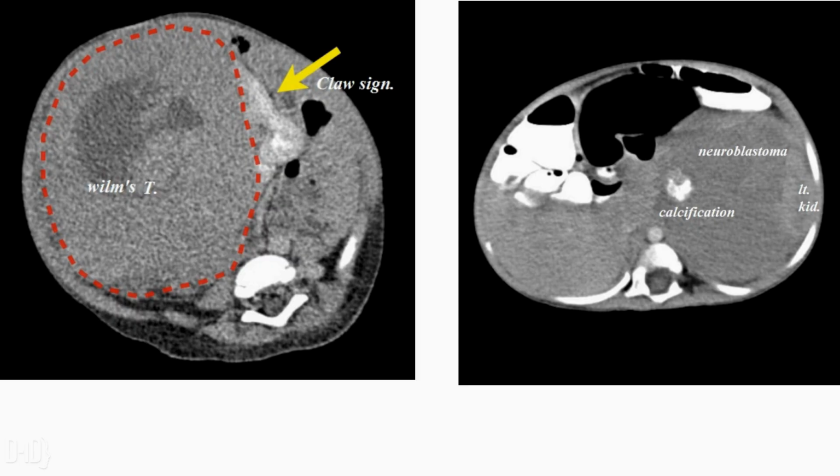Look for the claw sign. This is the thin rim of normal renal tissue that appears to claw around the edges of the tumor. If you see the claw, you are looking at Wilms. Neuroblastoma, however, usually arises from the adrenal gland. It's an extrarenal mass that displaces the kidney downward and outward. If the kidney is intact but pushed away, think neuroblastoma.